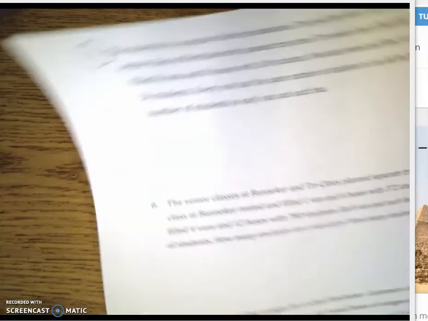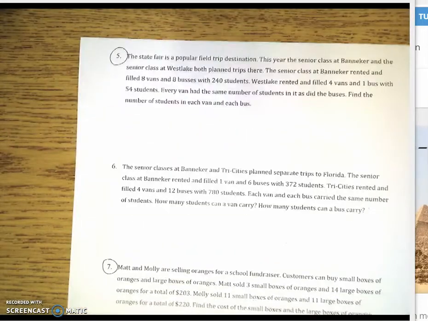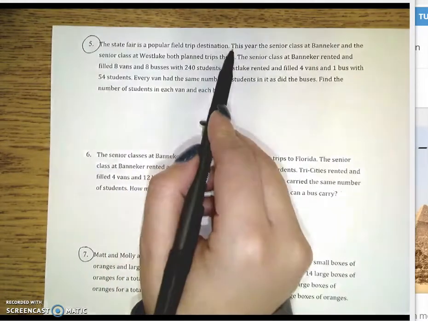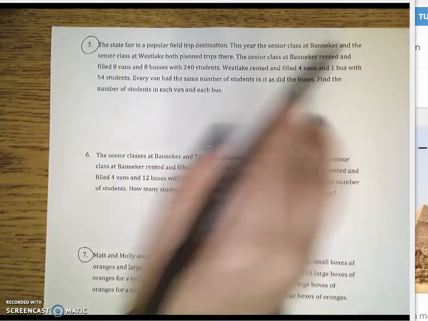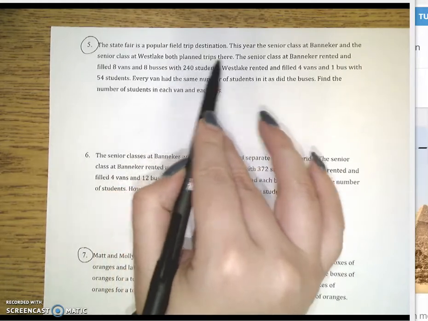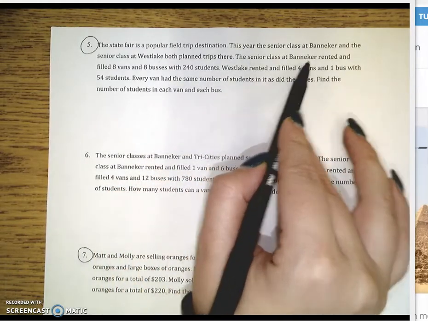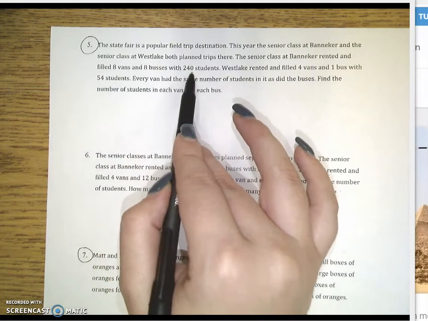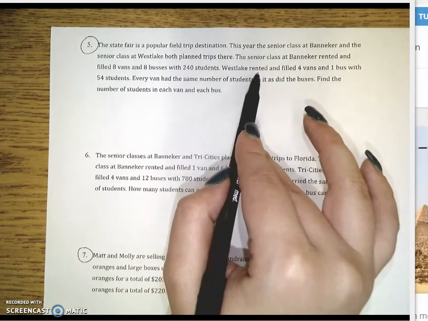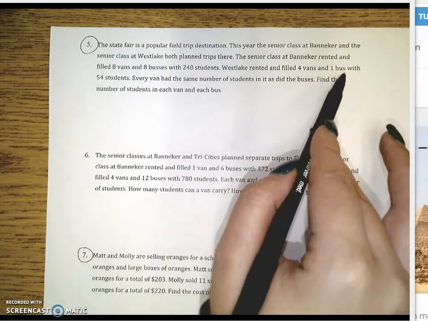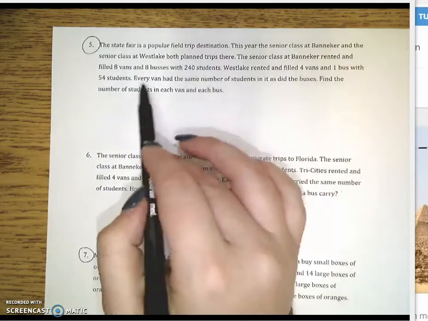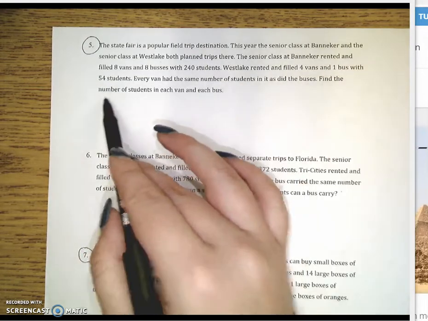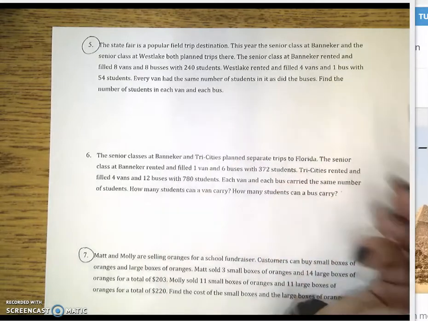Alright, I said I would do 5 and 7 with you also. Number 5 says the State Fair is a popular field trip destination. This year the senior class at Banneker and the senior class at Westlake both planned trips there. The senior class at Banneker rented and filled 8 vans and 8 buses with 240 students. Westlake rented and filled 4 vans and 1 bus with 54 students. Every van and bus had the same number of students. Find the number of students in each van and each bus.